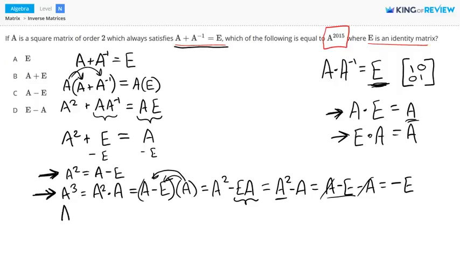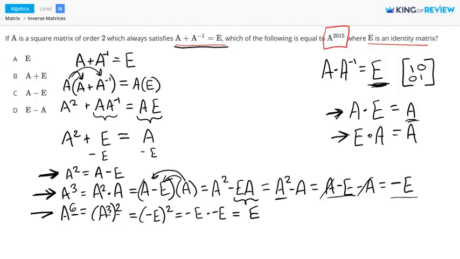And finally, let's figure out what A to the 6th power is. Well, A to the 6th power, this is the same thing as A cubed raised to the power of 2, because 3 times 2 gives us the 6. We know what A cubed is. We solved for that. It's -E. So we have -E squared. -E times itself. This is -E times -E, and this equals E. So now we've also solved for A to the power of 6.